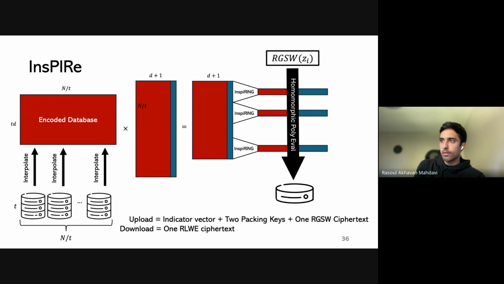In terms of cost, the download is only one RLWE ciphertext, so somewhat optimal. And for upload, the three things we needed to upload were, one, the indicator vector to perform the first layer of PIR, two, the packing keys we needed to perform InspiRING, and three, the one RGSW ciphertext that we needed to perform the homomorphic polynomial evaluation.